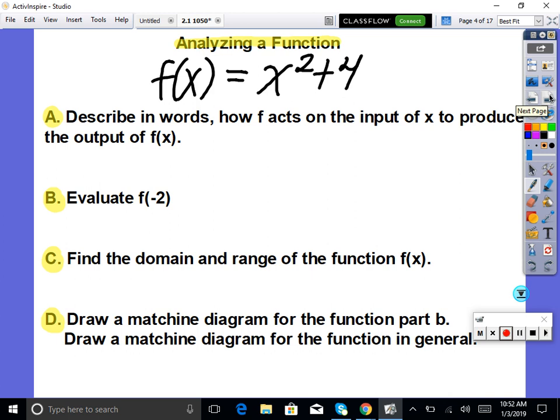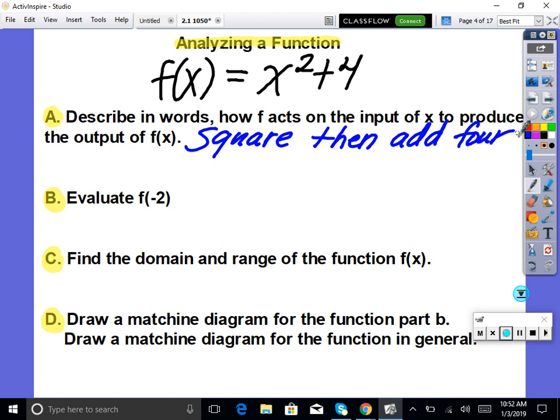Awesome, so let's just get into the math of it then. This will be like the homework, so we'll get right into it. It says, analyzing a function. So given f of x is equal to x squared plus 4, it says, describe in words how f acts on the input of x to produce the output of f of x. So this is saying in words, what are we doing to get an answer? Well, aren't we squaring something and then adding 4? That's in words what we're doing, right? To get our output. So you would literally just write square, then add 4. Easy, right, everyone?